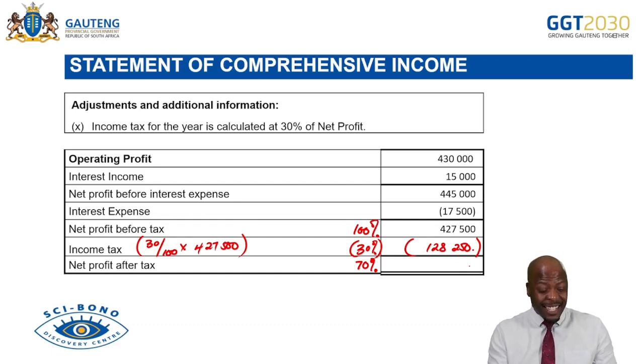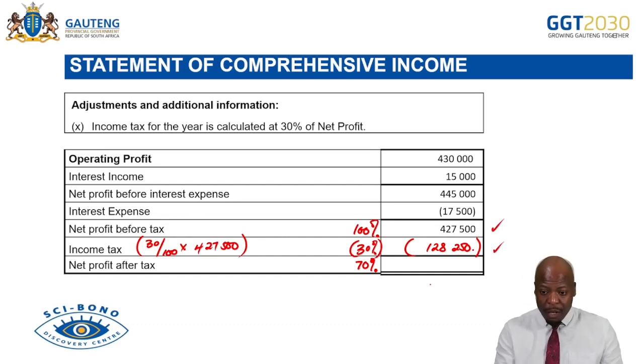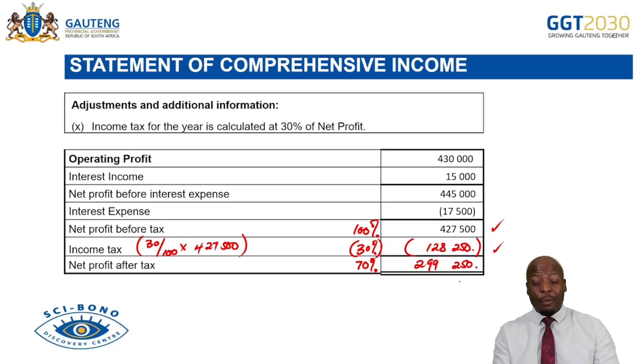Then we can get net profit after tax. How do you get it? You say 427,500 minus 128,250. That will give you 299,250. That becomes my net profit after tax.